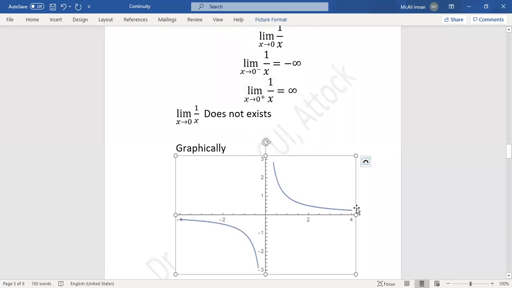And graphically, if we approach the limit x equal to 0 from the right hand side, the function becomes infinite, which means the value of the function increases without bound, termed as positive infinity. If we approach x equal to 0 from the left hand side, the function decreases without bound, and this is termed as minus infinity. So I have explained the concept of discontinuity with the help of a suitable example.